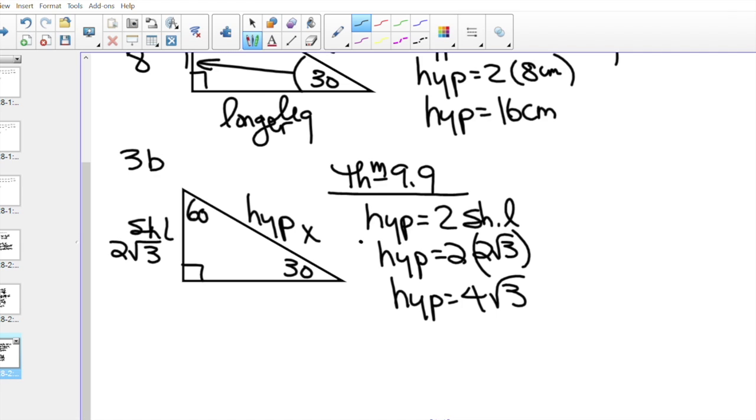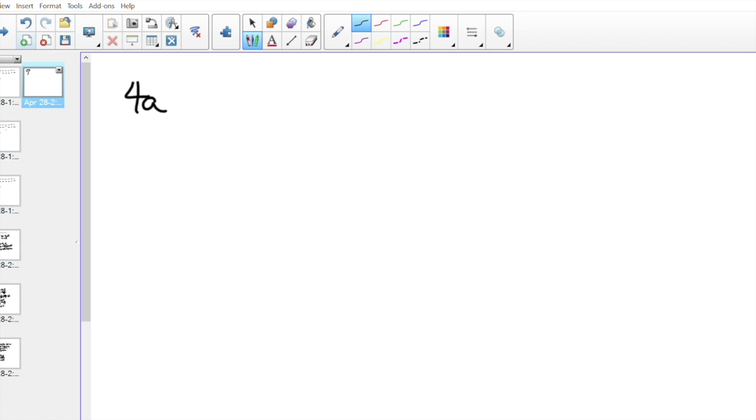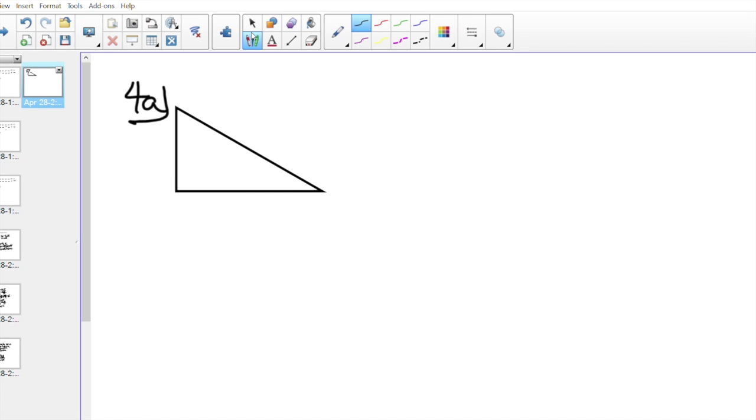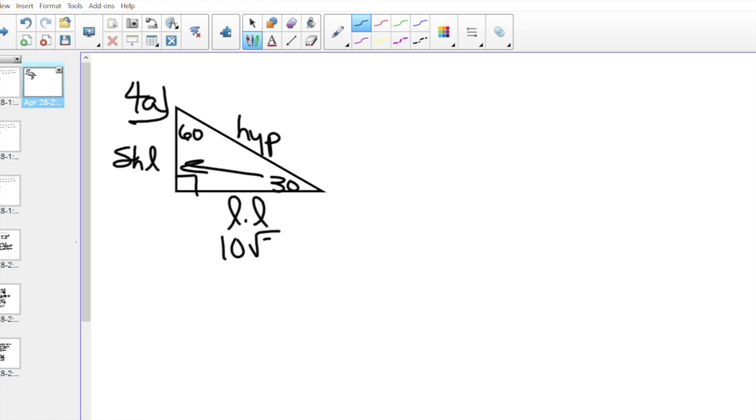Now we're on number 4A. Again, you're using a 30, 60, 90 degree triangle. This is the right angle. This is the hypotenuse. This is 30, 60. Now the side opposite the 30 degree angle is the shorter leg. The other one is called the longer leg, LL. And it says find the length of the hypotenuse of a 30, 60, 90 degree triangle whose longer leg is 10 on the square root of 3.